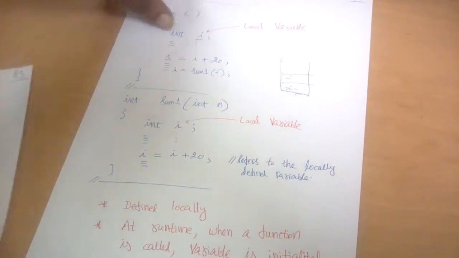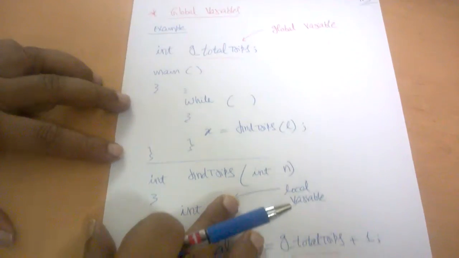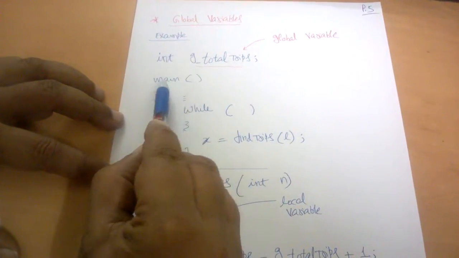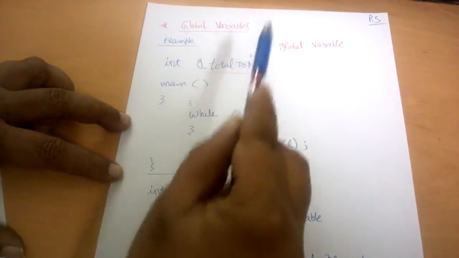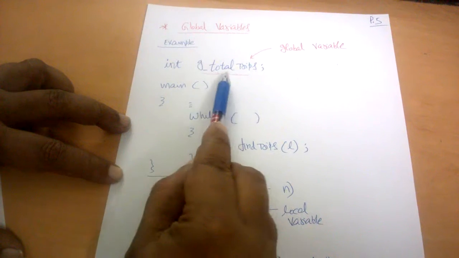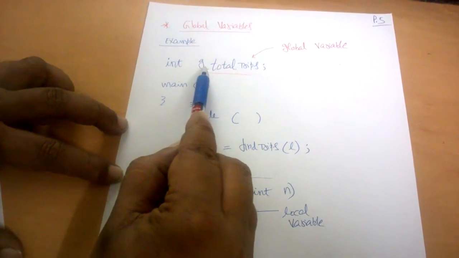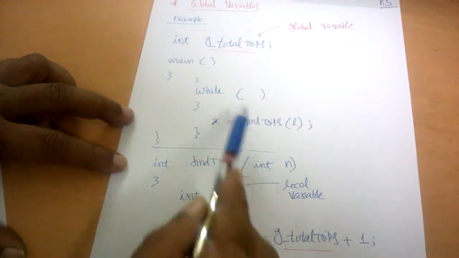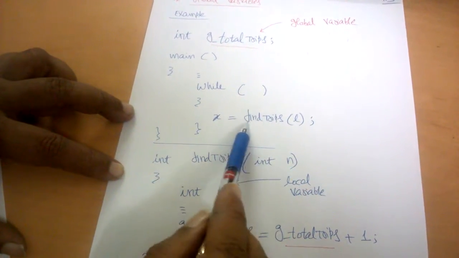Now we will look at the concept of global variable. Here, as we can see, this variable is declared above main. We are talking about global variables, so this is a global variable. Just for convenience, we have given G underscore so that we know that this is a global variable whenever we use variables later on. Now here, in this while loop, we are calling a function repeatedly.